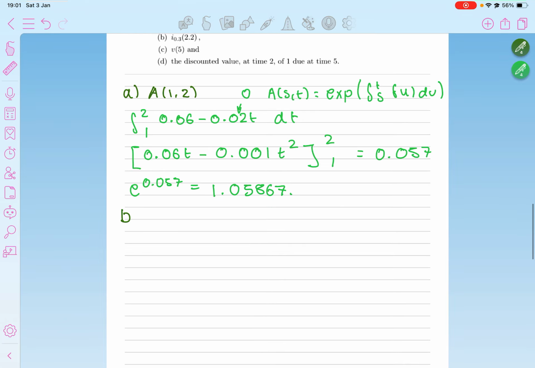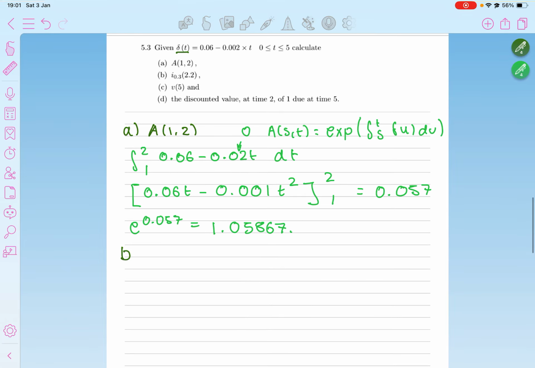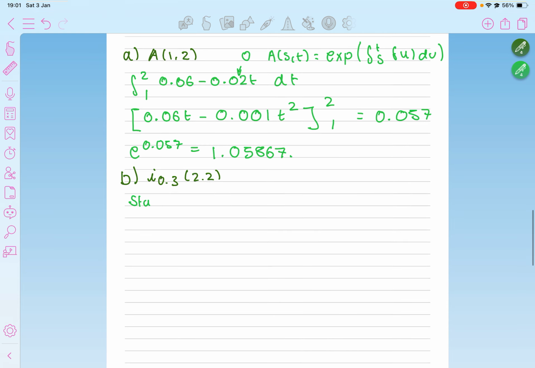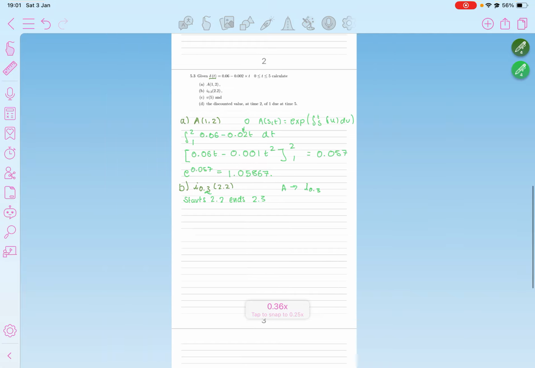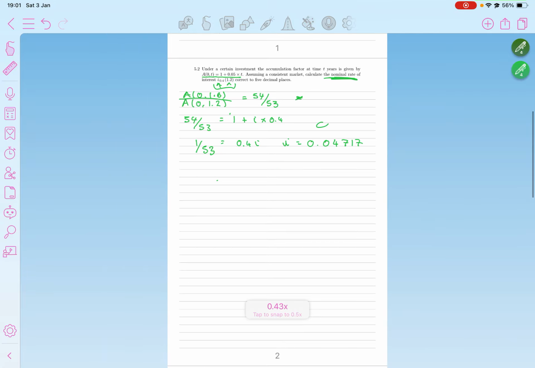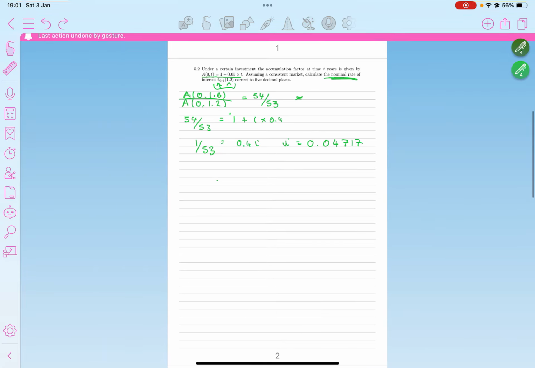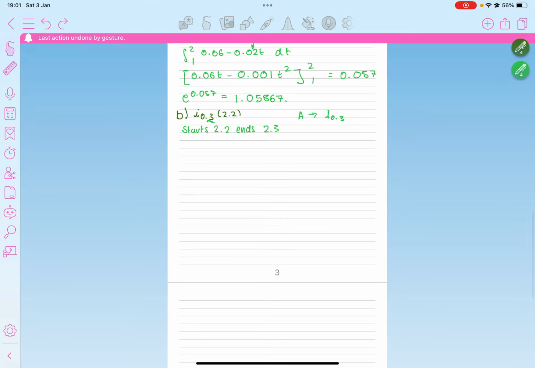Okay, b. Now they want us to do I 0.3, so that is starting at 2.2 and ends at 2.5 because it's 0.3 years. And remember, like the last one, you find the A first and then you convert it into I form, like how we did over here. We converted after. So first we'll find the A of that.